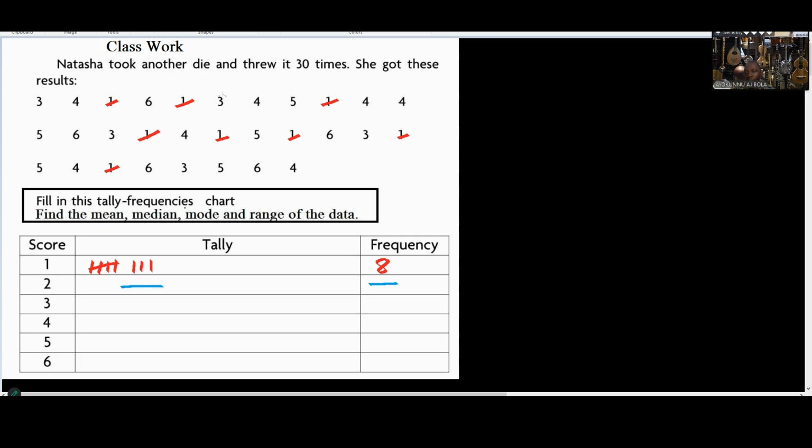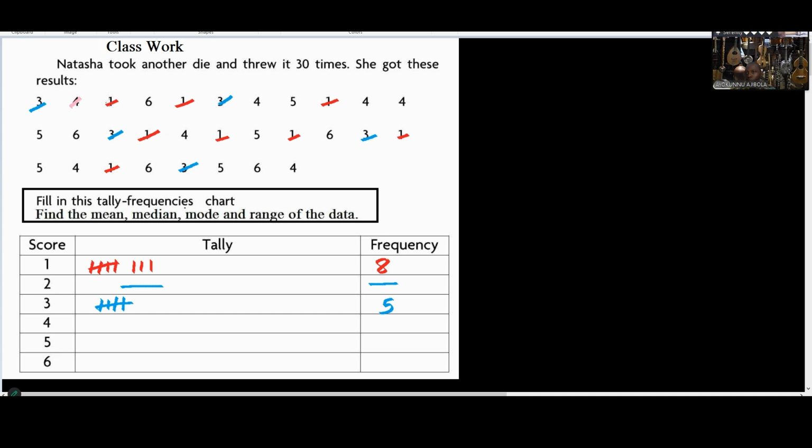Then let's count the 3s. 1, 2, 3, 4, 5. The 3s are 5, right? One, two, three, four, 5. I don't think there's any other 3.